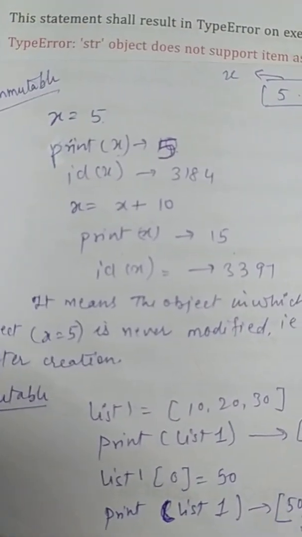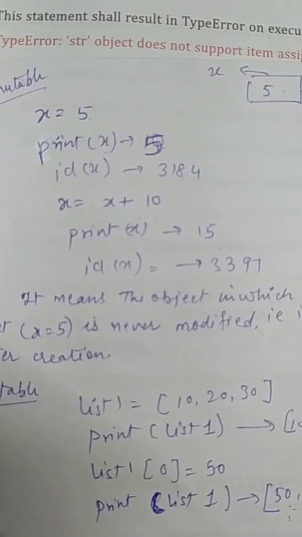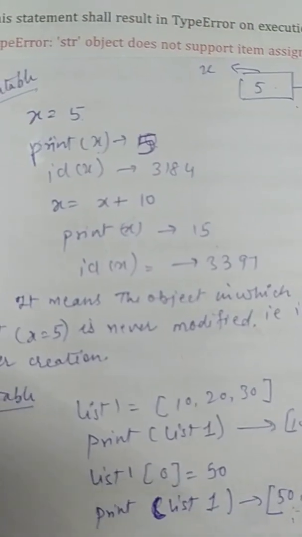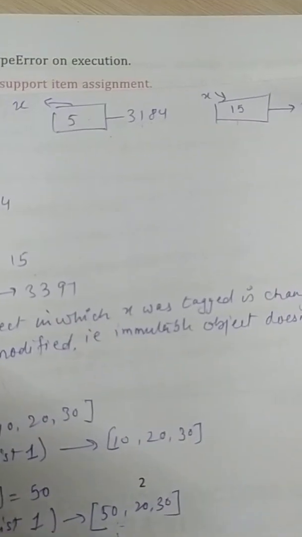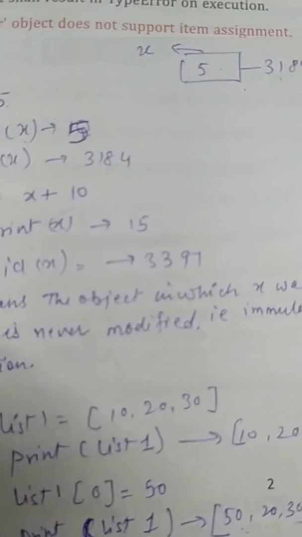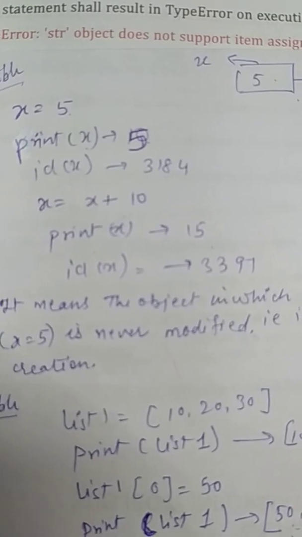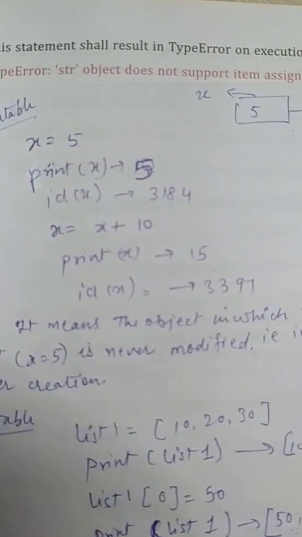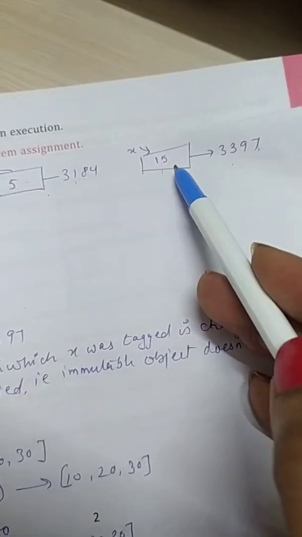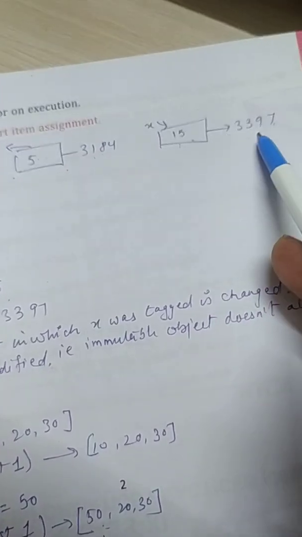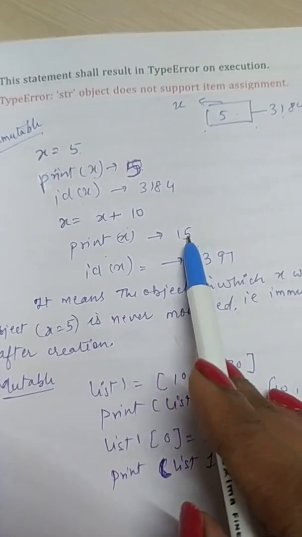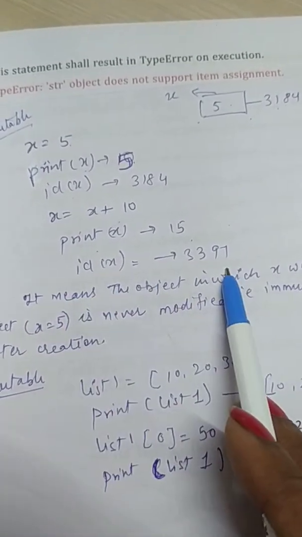Now if I print the value of x, it will give me 5. If I use the id function, which helps you print the memory location of the variable, it will give you the address of the variable, which is 3184. Let's assume that. Next, if I add 10 to the variable, the new value will be 15, and this new value will not override the old one. Instead, it will take a new location where 15 will be stored with a new memory address, right? So if I print the value of x, it is 15, but the memory location will change.